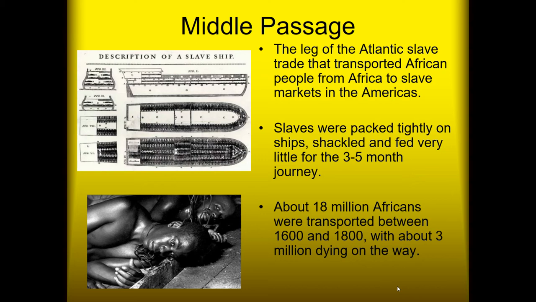About 18 million Africans were transported between 1600 and 1800. The slave trade itself was outlawed in 1802, which is why the institution of slavery in the United States is going to become generational after that. They estimate about 3 million Africans died along the way, so this is considered to be a genocide, these couple of hundred years of the slave trade, because of the brutal way in which people were treated and the way in which they died.